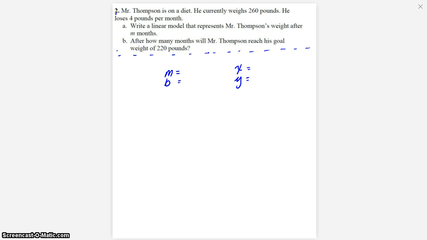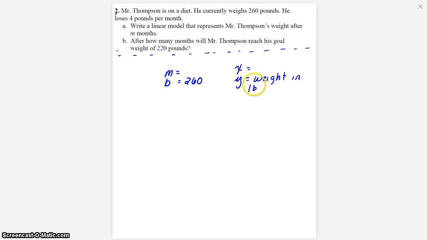Mr. Thompson's on a diet. He currently weighs 260 pounds. He currently weighs, boom, I'm going to grab that because that's my starting point. So 260 pounds. Okay. I know that, and I already know, since that's my y-intercept, if my line is crossing y at 260 pounds, that y must be weight in pounds, right? That must be what the axis stands for.